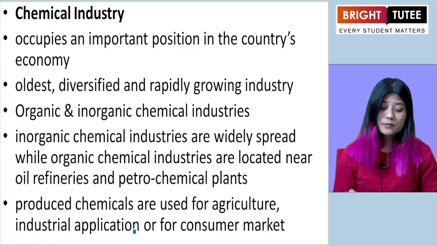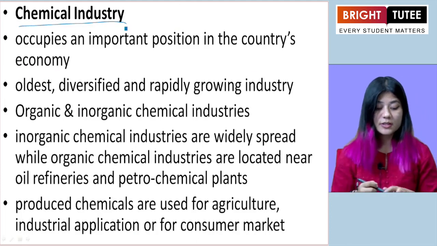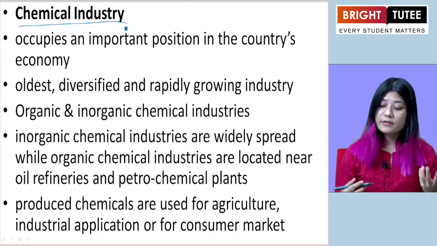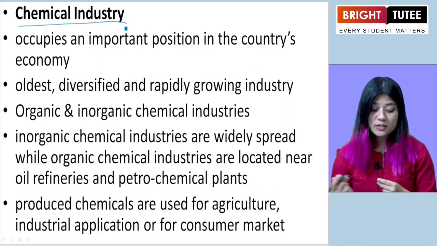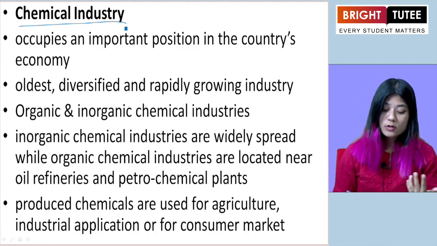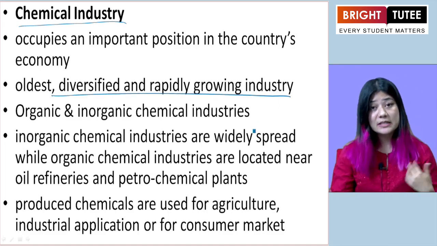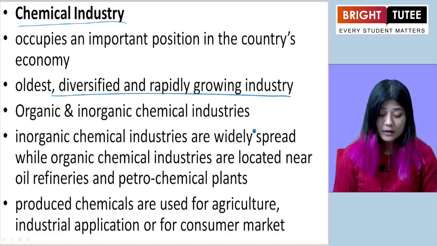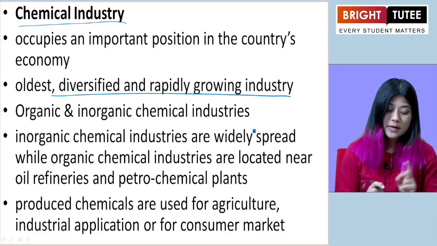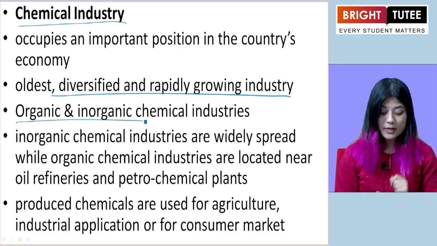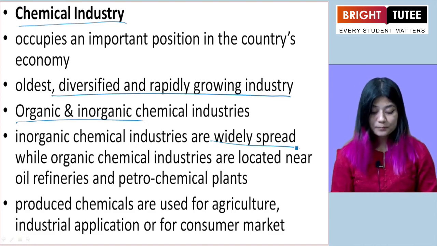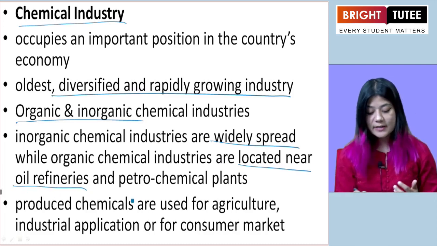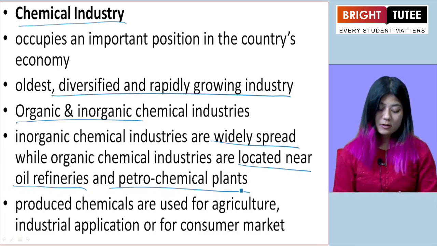The next industry that we are going to look at is chemical industry. Chemical industry is also very important in our country and important for our country's economy. It is one of the oldest, diversified and rapidly growing industries. Now, chemical industries are of two types, organic and inorganic chemical industries. Inorganic chemical industries are widely spread, while organic chemical industries are located near oil refineries and petrochemical plants.